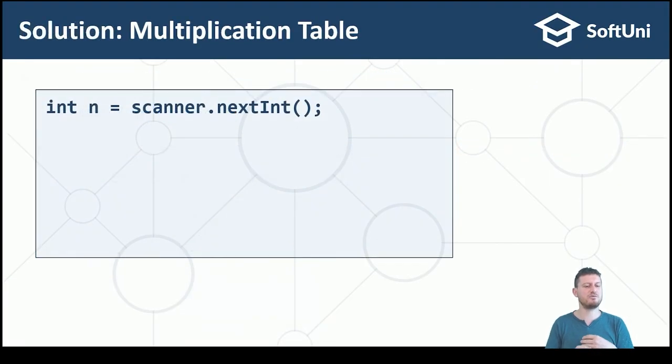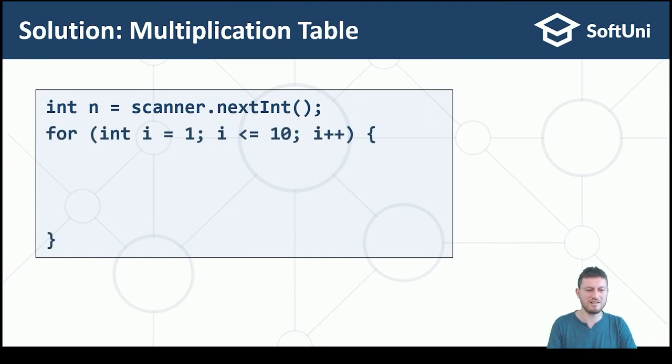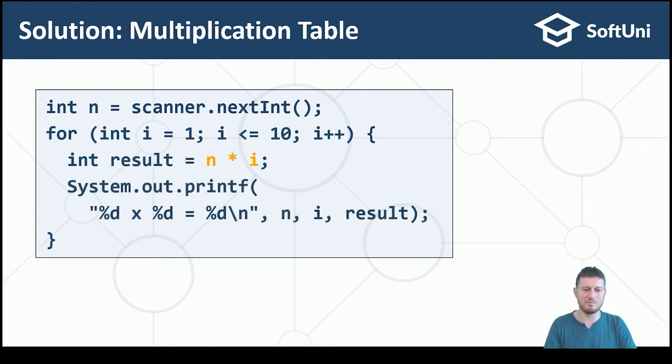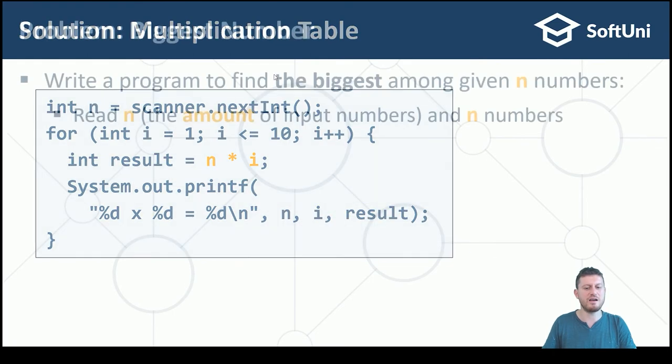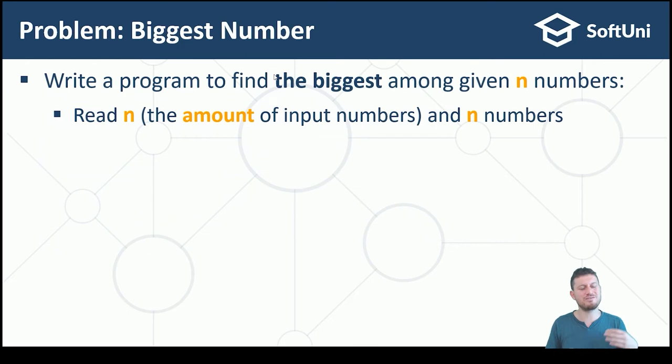Let's see the solution I had in mind before the start of this lesson. I read n, I repeat 10 times from 1 to 10 for the loop variable i. I calculate the result n multiplied by i, and I print, but I use printf here, and I use template strings like %d, and I print that n multiplied by i is equal to this result. Okay, let's go ahead with the next problem.